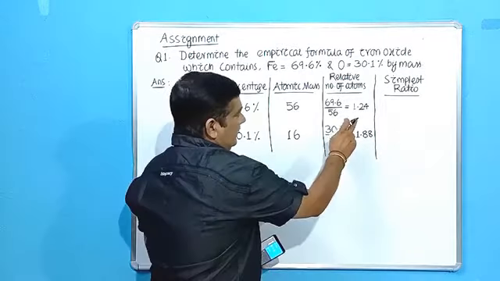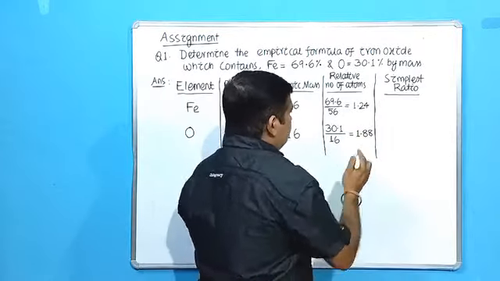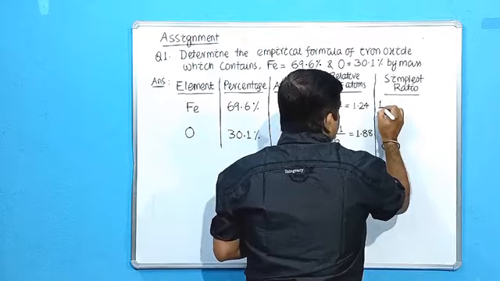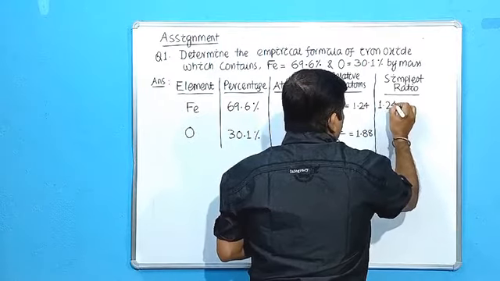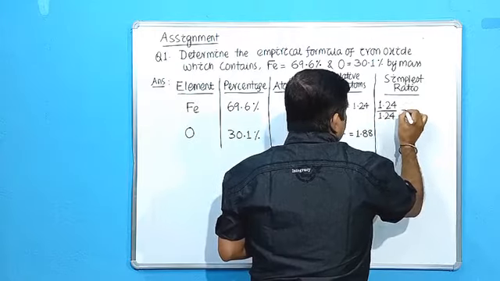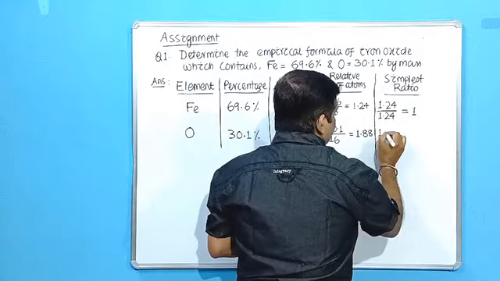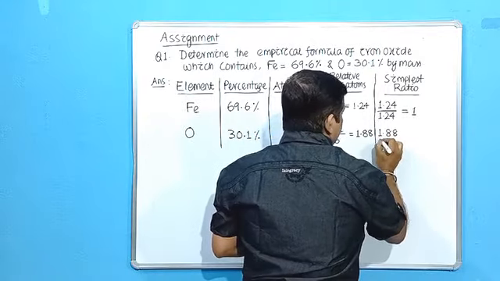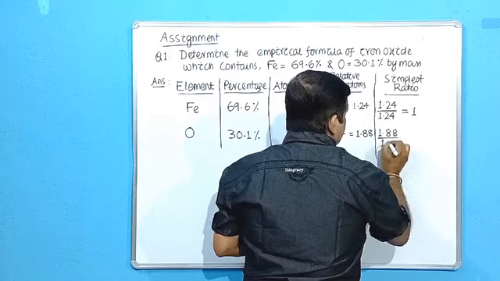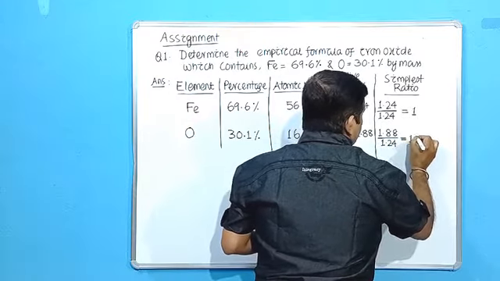Simplest ratio. So how to find out? Now you have to pick up the smallest one. This is the smallest one, 1.24. So it will be divided by both. So first one, 1.24 divided by 1.24. It will give you 1. Then here 1.88 divided by 1.24. It will be 1.51.